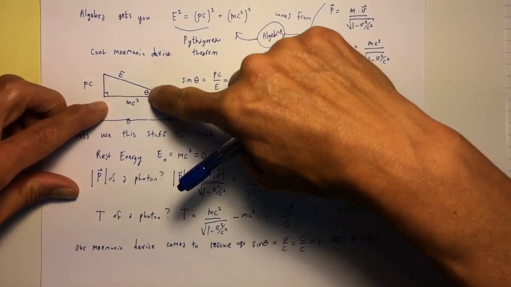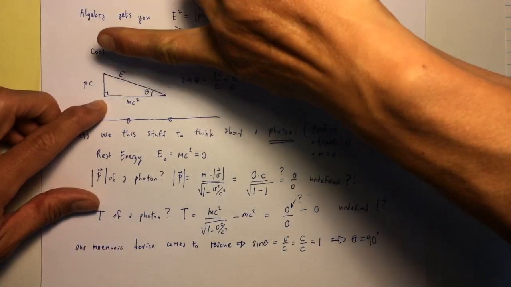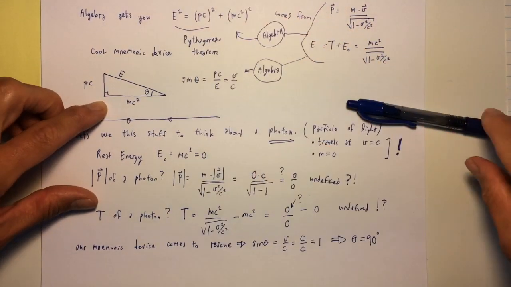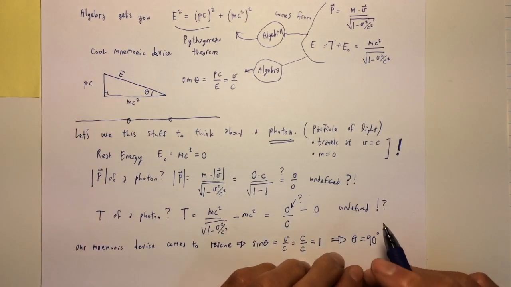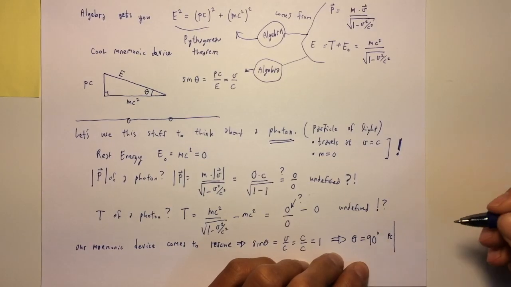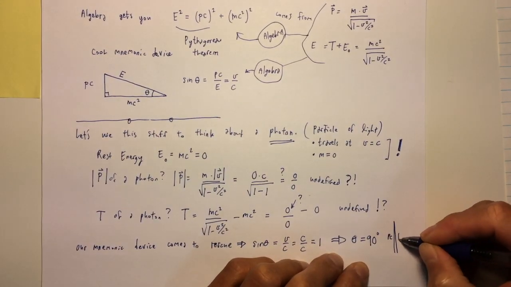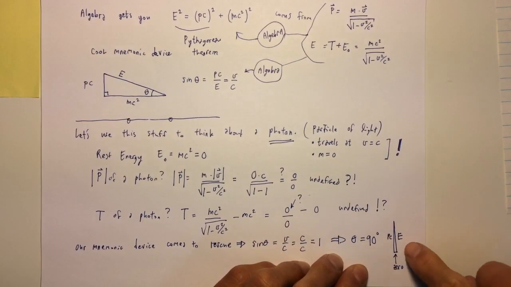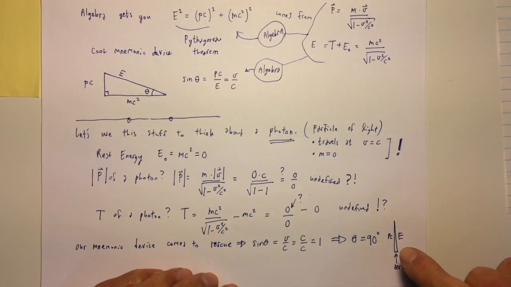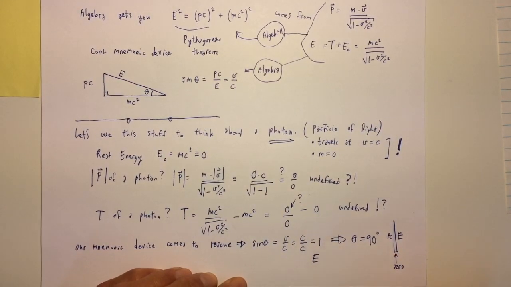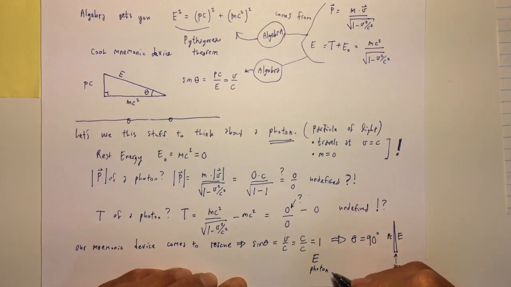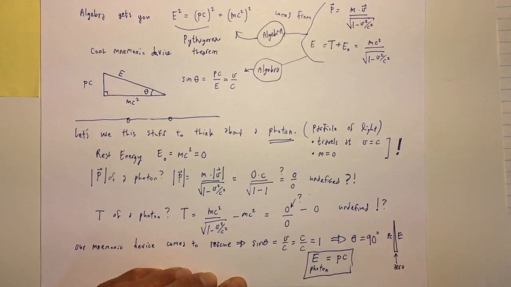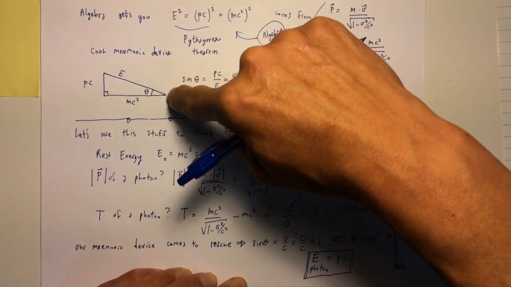So 90 degrees, what does that look like? What that looks like is we are getting into a position where if this is the angle theta and it also needs to be 90, we have PC and E, and this is 0. I wonder if you can see this in our mnemonic device. And what this is implying for us is that the energy of a photon is equal to P times C.